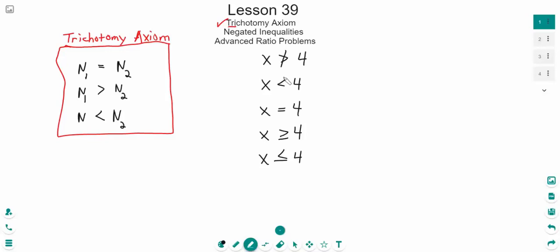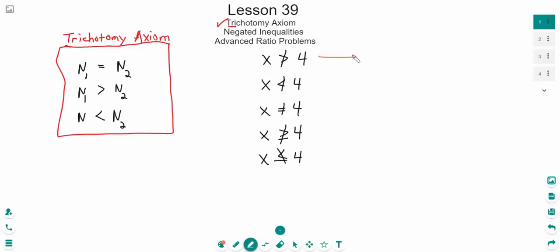If I were to draw a slash through this one, it would read x is not less than 4. This one, x is not equal to 4. This one, x is not greater than or equal to 4. And this one, x is not less than or equal to 4. So when we draw that slash through, it's just indicating that what's underneath the slash is not true. Now looking at these, we can take this one step further and try to understand what this would mean.